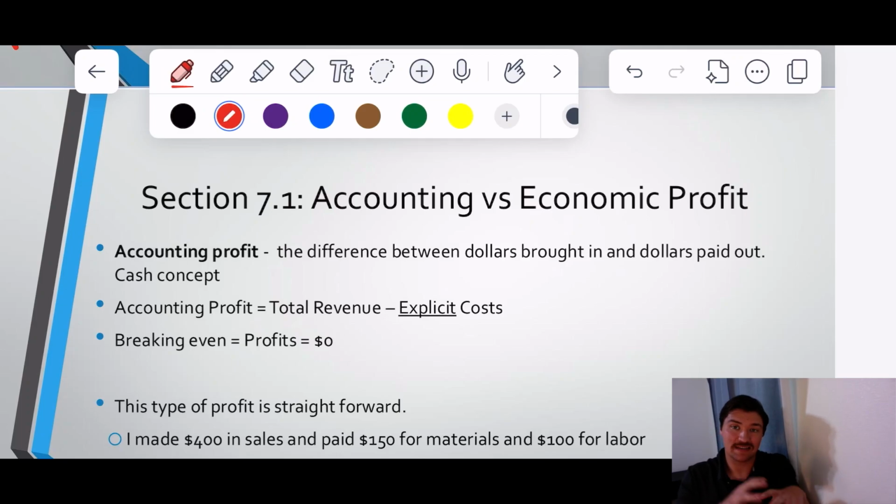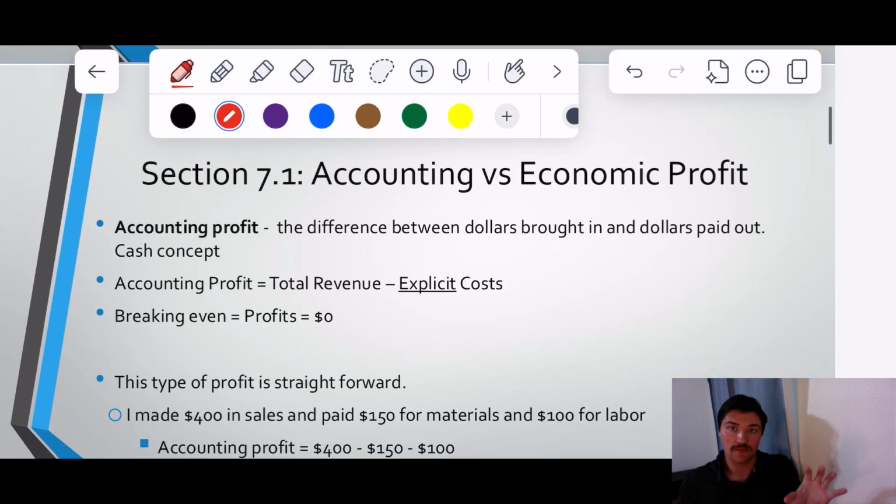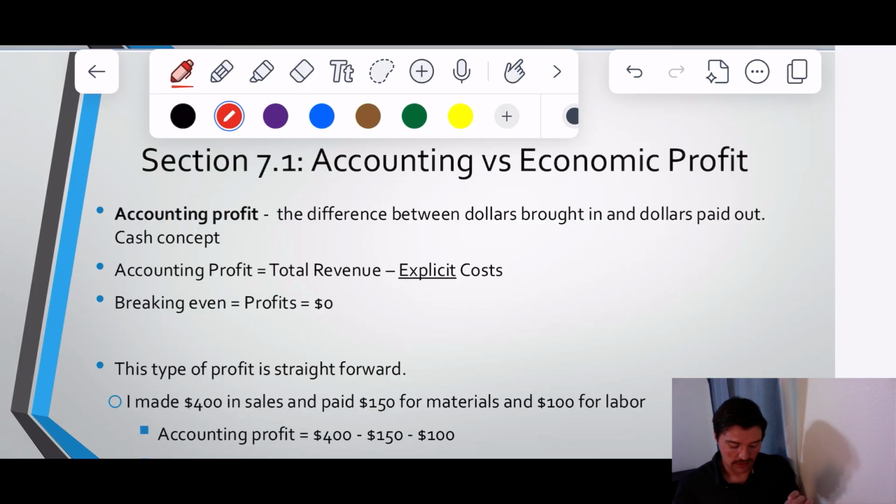Now we're going to take the idea of explicit and implicit cost to find our profits. Now we have two types of profits, the same way we have two types of cost. So we're going to have accounting profit and economic profit. Now accounting profit is pretty straightforward. It is the difference between the dollars brought in and the dollars paid out.